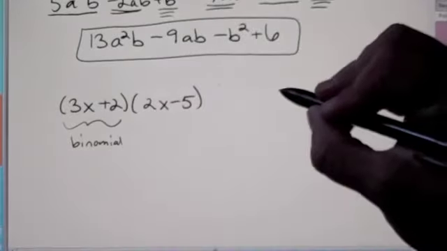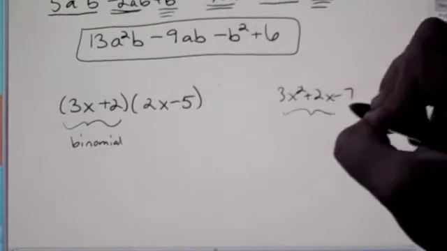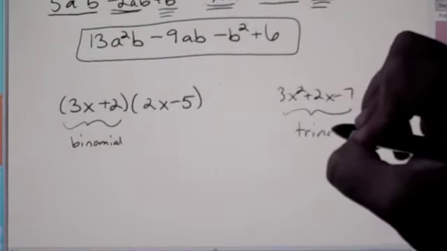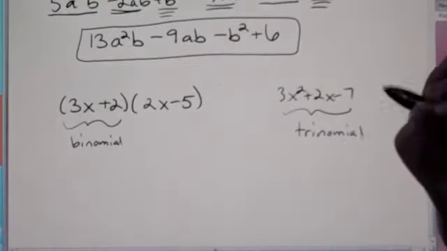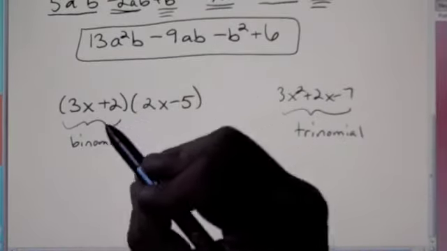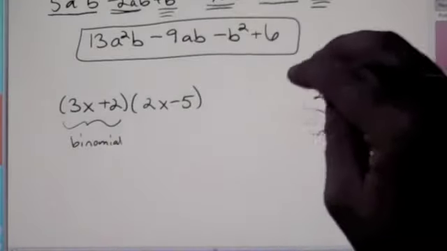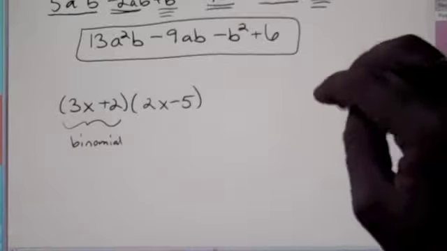Okay? If I give you 3x squared plus 2x minus 7, three terms, this is called a trinomial. Just so you know, when you see the word binomial, you know what it's talking about. Just so here we have two binomials. This has two terms, this has two terms. Okay. Anyways, that was a side note.